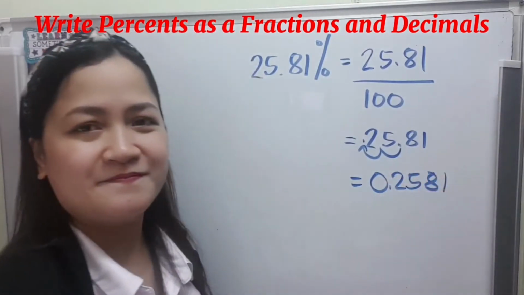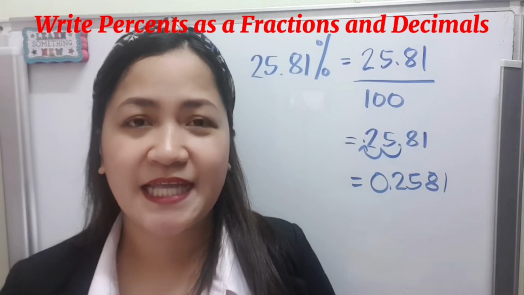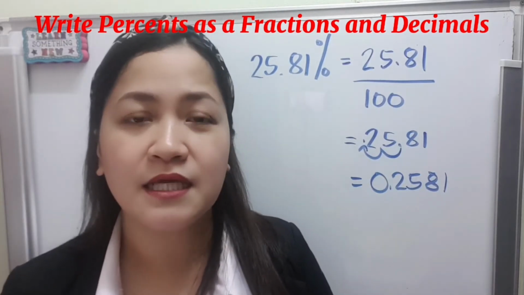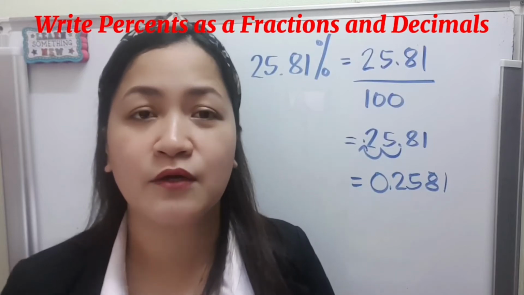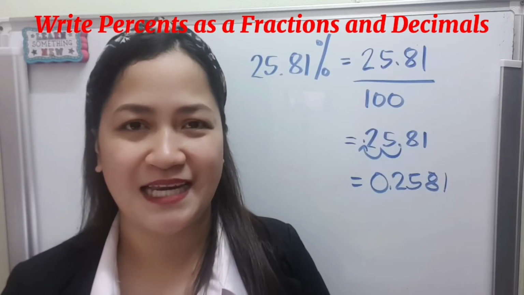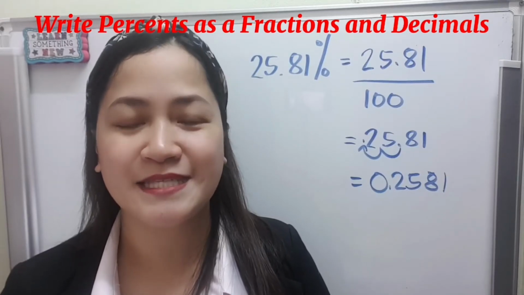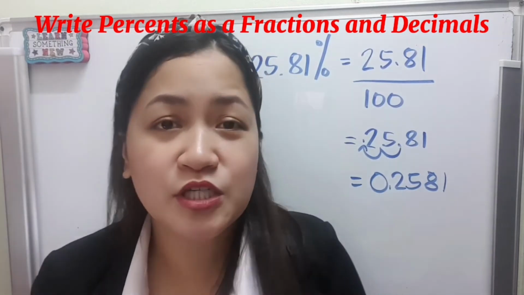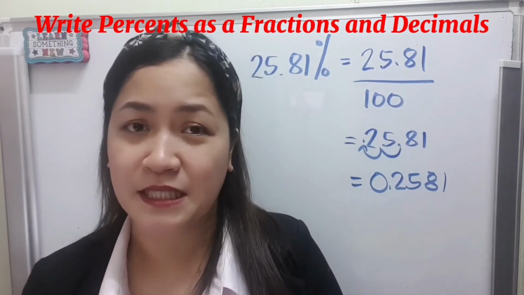0.2581. So the easiest way that I can suggest to you when you change a percent to decimal is to just write the percent without its symbol and then move the decimal point 2 places to the left, and that will give you its decimal equivalent. That's easy, right? And that is how you change percent to fraction and decimals.